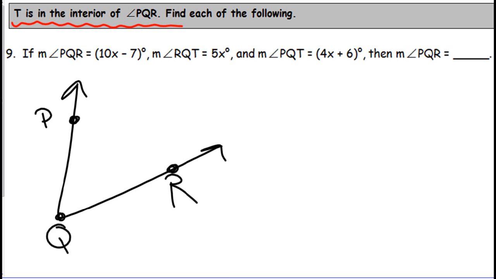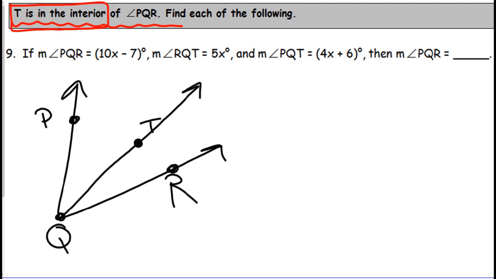And when it says T is in the interior, that just simply means it's a point on the inside of the angle, so I can put T pretty much anywhere I want as long as it's inside. It doesn't say anything about it bisecting or cutting in half. It just says it's on the interior. So I'm willing to bet that I will have to connect that ray, and so I have ray QT going through angle PQR.